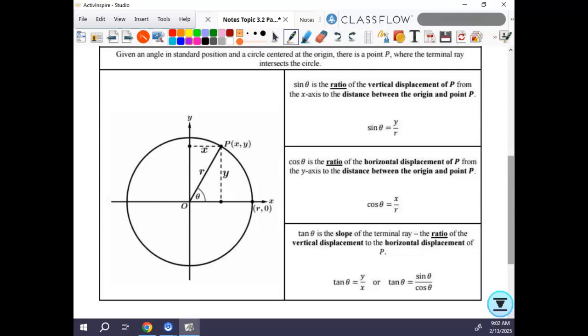So given an angle in standard position and a circle centered at the origin, there's a point P where the terminal ray intersects the circle. So here's point P right here. Okay. So here's my angle. Let's go ahead and draw that in.